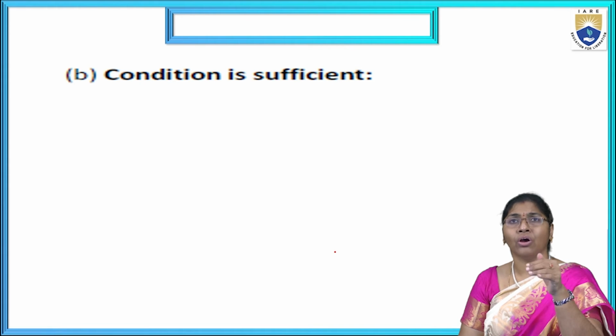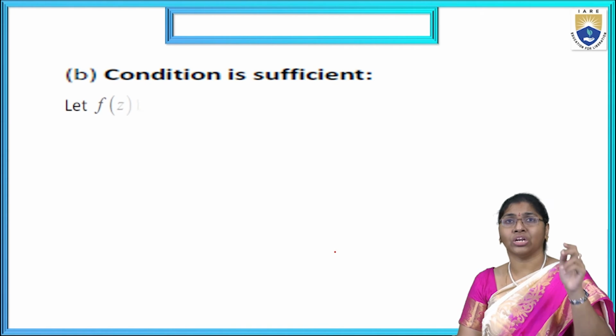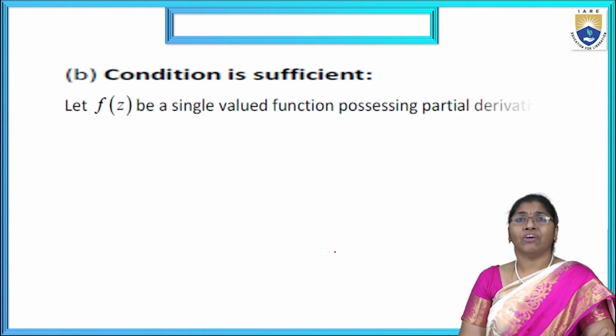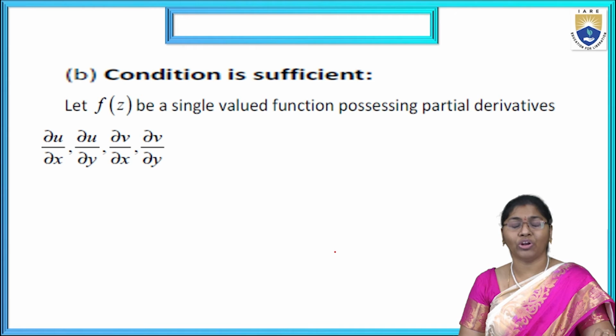We take w equal to u plus iv. We are choosing that one. We get dou u by dou x like that. Now we take the reverse order: dou u by dou x equal to dou v by dou y. That condition we get with w equal to u plus iv. Let f of z be a single valued function possessing partial derivatives dou u by dou x, dou u by dou y, dou v by dou x, dou v by dou y.